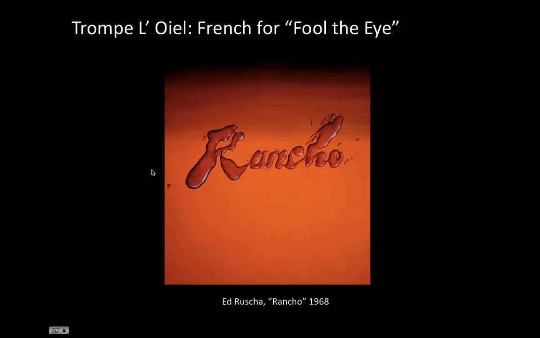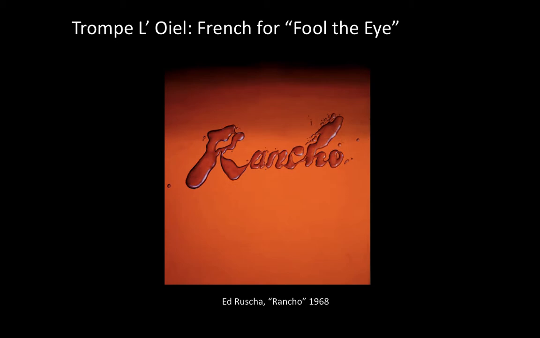Trompe l'oeil means fool your eye, and it just means that the texture is so realistic that you almost think that it is real, and you have to convince your brain that it's just a painting. All right, that's it on texture, not a lot.